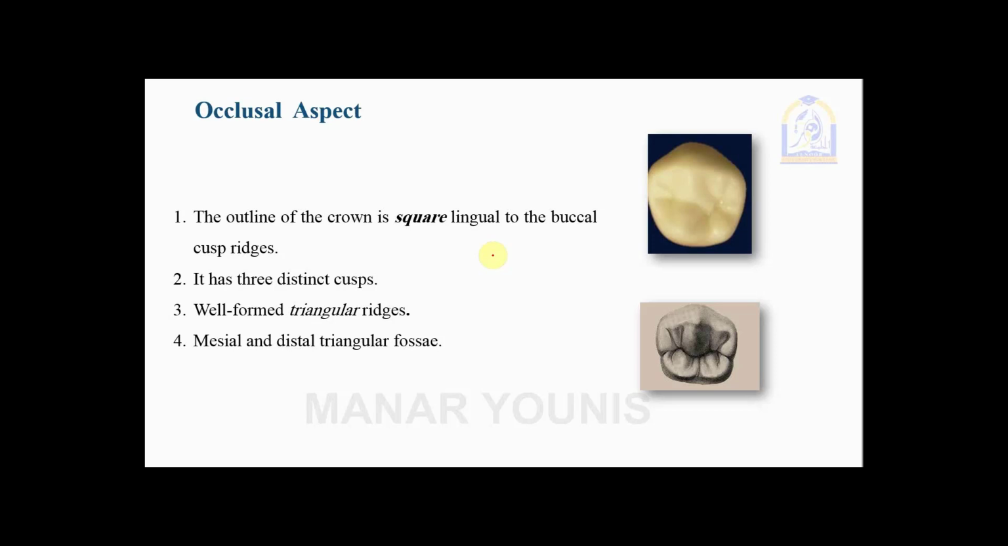Moving to the occlusal aspect. As mentioned earlier, the mandibular second premolar has two forms, either the three cusp type or the two cusp type. They differ significantly in their occlusal aspect rather than the other aspects. So in the case of the three cusp type, usually the outline of the crown is square.